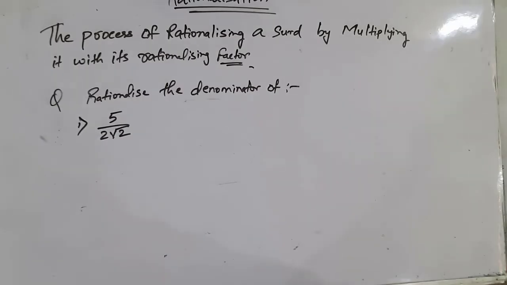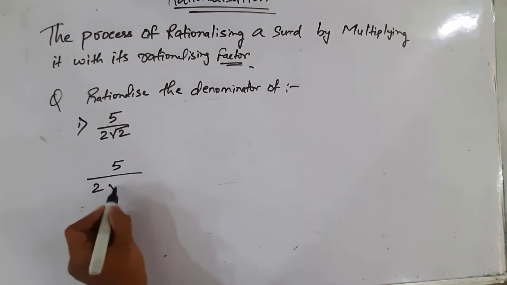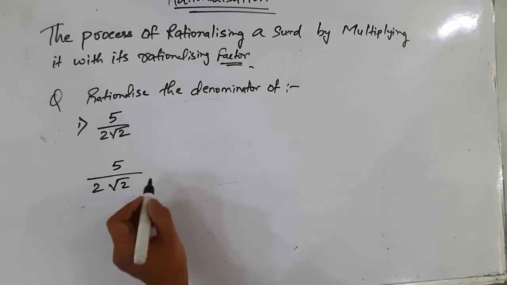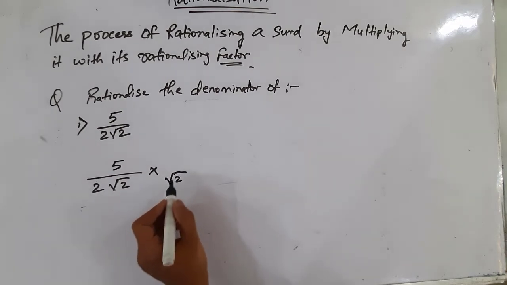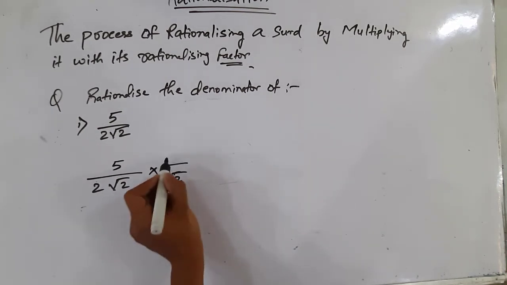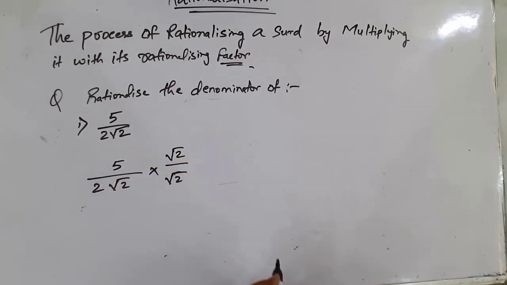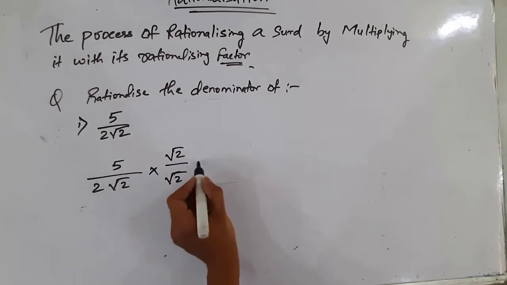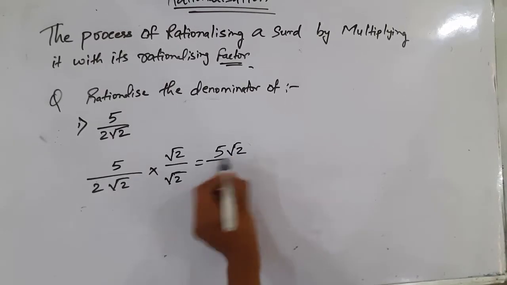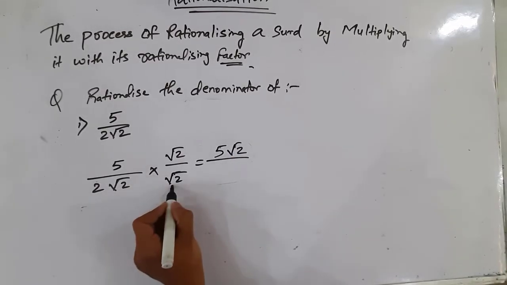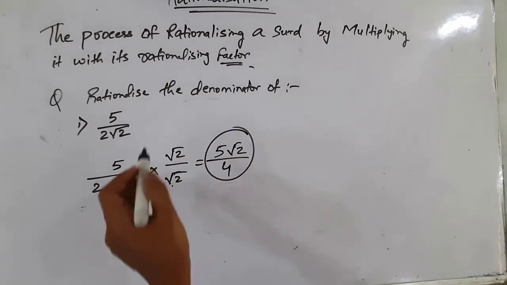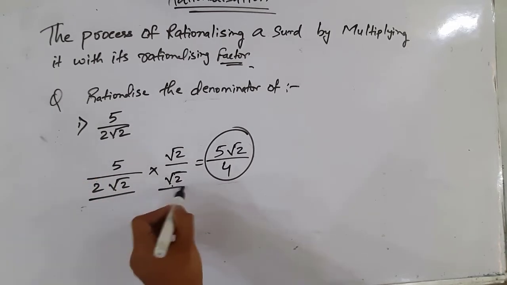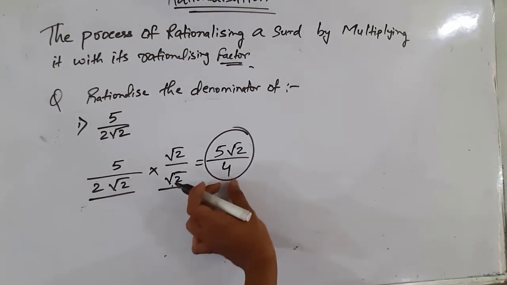So the question is, rationalize the denominator of 5 upon 2 root 2. Here we have to multiply the denominator by root 2 so that we get a rational number in the denominator. But since we have multiplied the denominator by root 2, we have to multiply the numerator also, so that there is no change in the result. So we get 5 root 2 upon root 2 multiplied by root 2, which is 2, and 2 2s are 4. So you can see that we have rationalized the denominator. The irrational part is converted to a rational part.